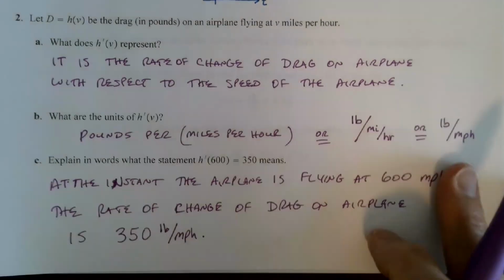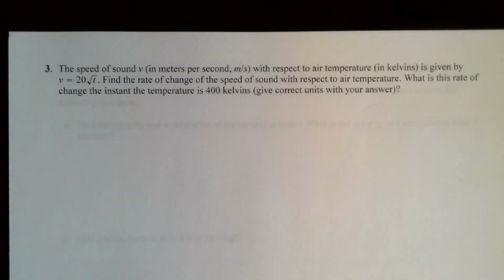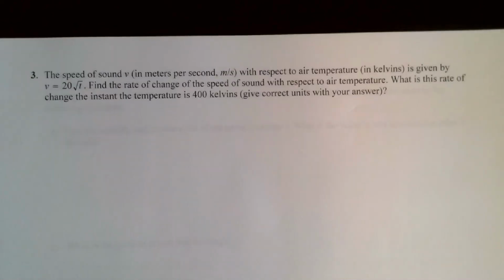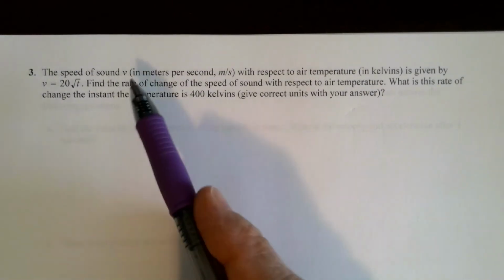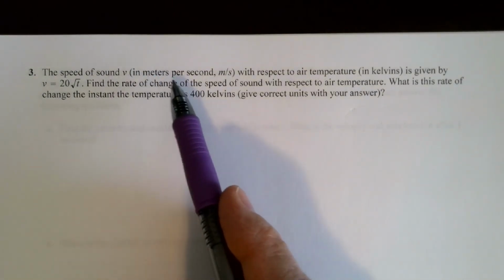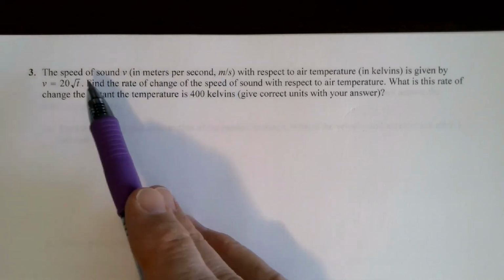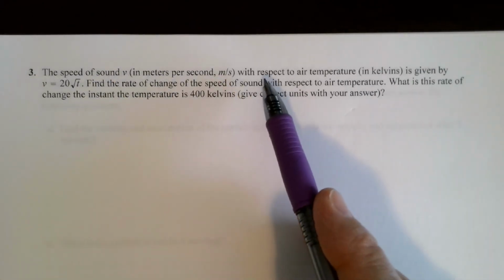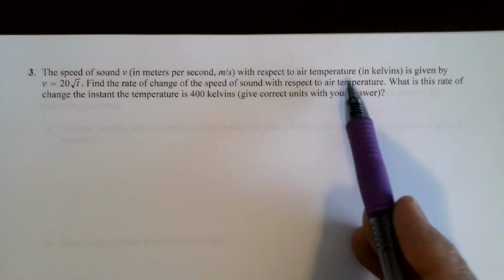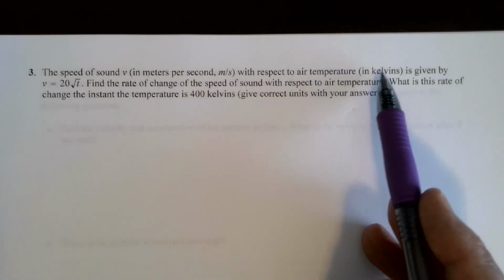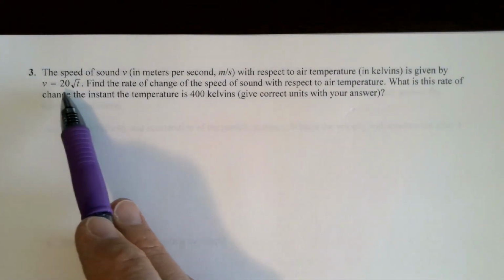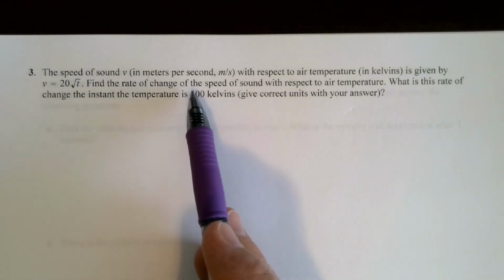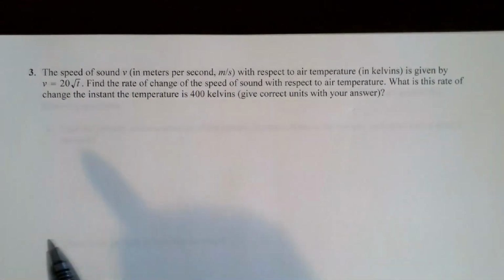Let's look at one little example. We'll move away from using words, but let's look at one little example here. The speed of sound, which is represented by V, measured in meters per second, so it's how fast the sound is traveling, with respect to air temperature, which is measured in kelvins, a measure of temperature, is given by this equation here. Okay. So let's find the rate of change of the speed of sound with respect to the air temperature.